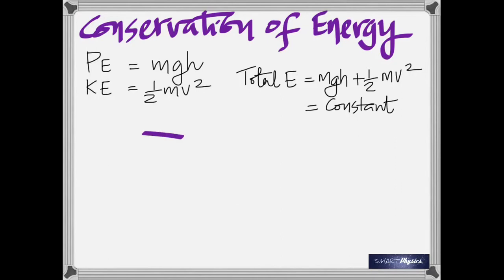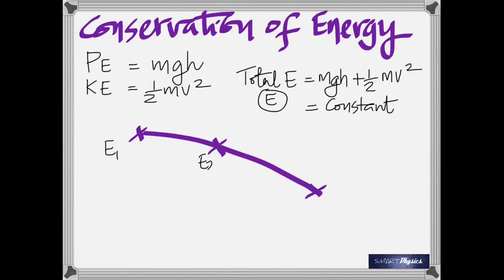Let me give you an example. Let's say you're throwing an object, and in its path there are 3 points, and at these 3 points its total energies are E1, E2 and E3. According to the principle of conservation of energy, E1 is equal to E2 is equal to E3.